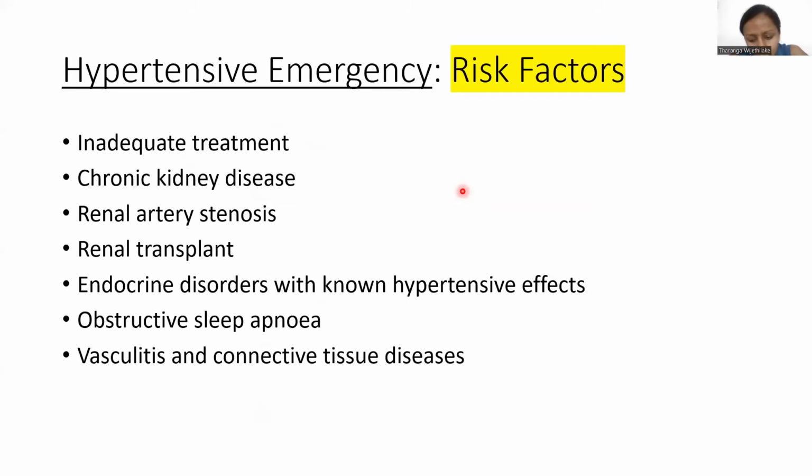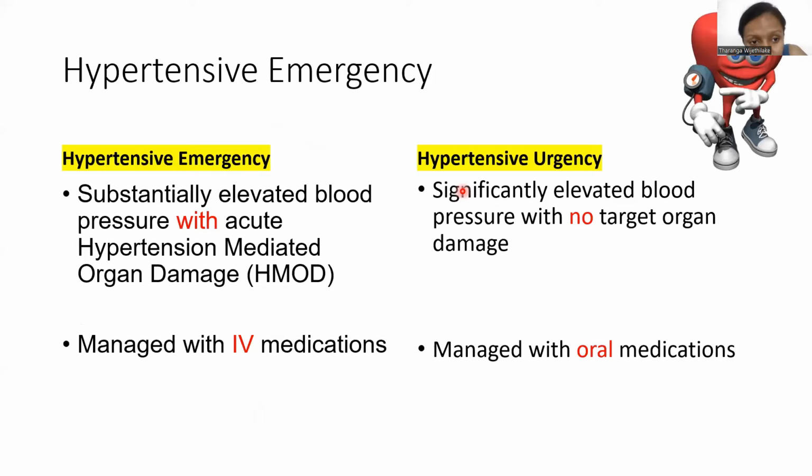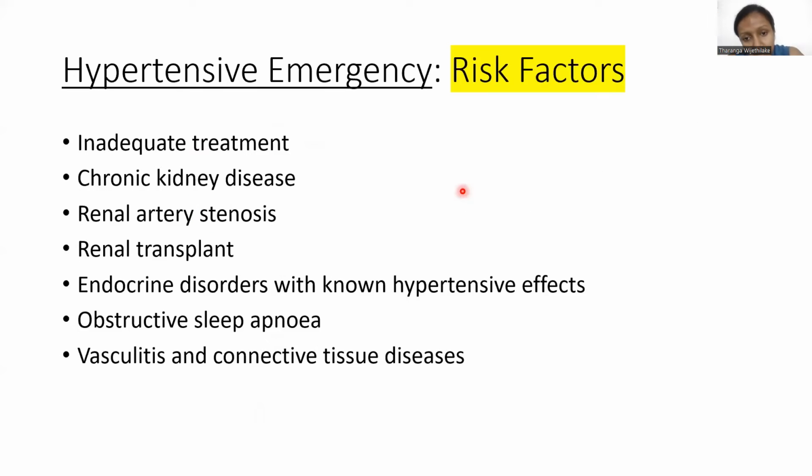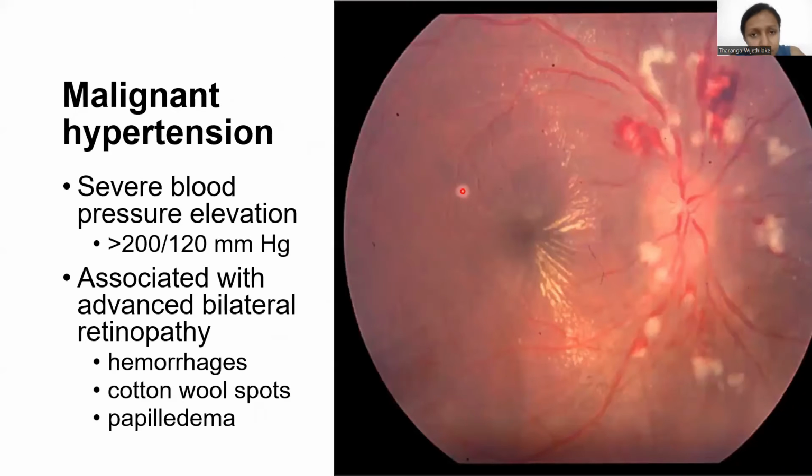Right, so we spoke about what a hypertensive emergency is and what a hypertensive urgency is. What does malignant hypertension mean? So now, if you look at the number, it has gone beyond 200. So severe blood pressure elevation above 200/120 associated with advanced bilateral retinopathy.